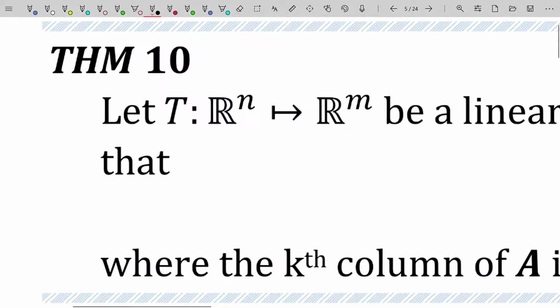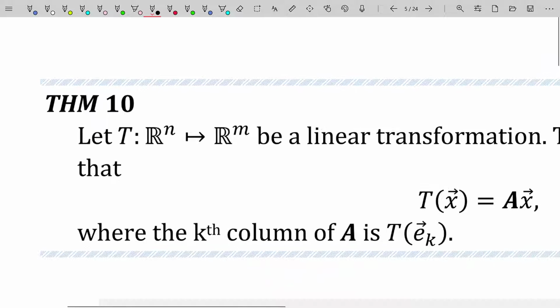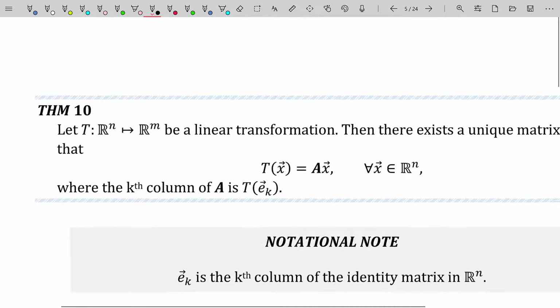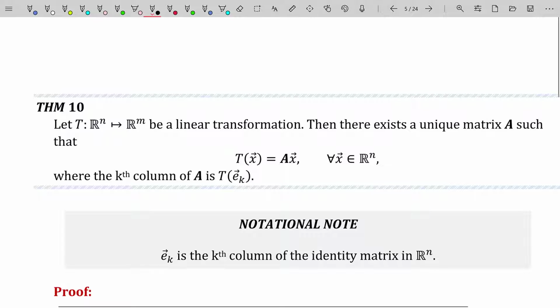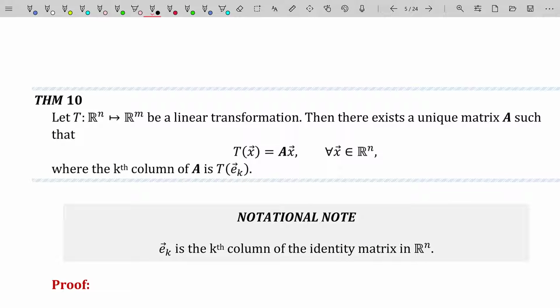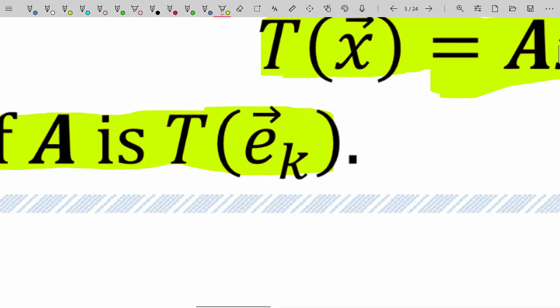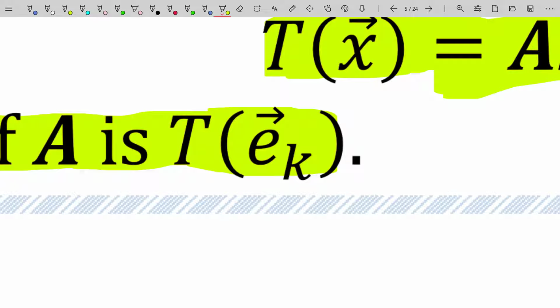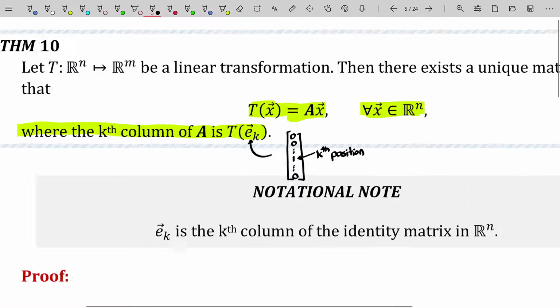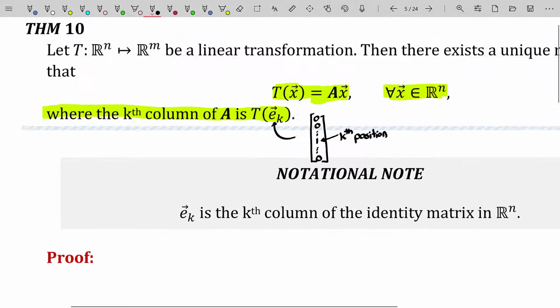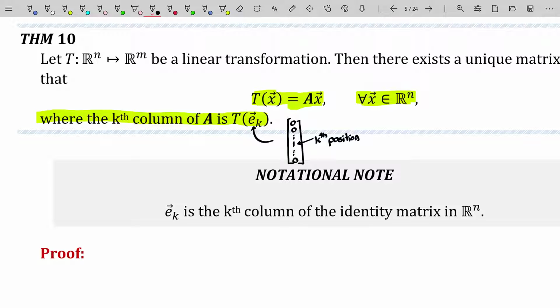Let T be a transformation from Rn to Rm, and let it be a linear transformation. Even though I forgot to write linear in the last problem, that was a linear transformation as well. Then there exists a unique matrix A such that the transformation of a vector is equal to that matrix times the vector for any vector in Rn, where the kth column of A is the transformation of the kth basis vector. That is a vector where it's 0 everywhere except for in the kth position where that is a 1. A little note about notation. Again, E sub k is the kth column of the identity matrix in Rn.